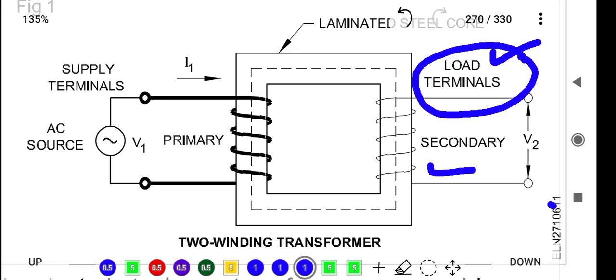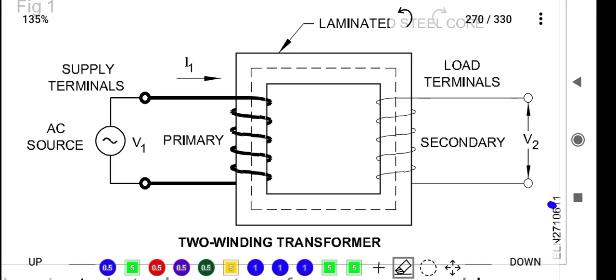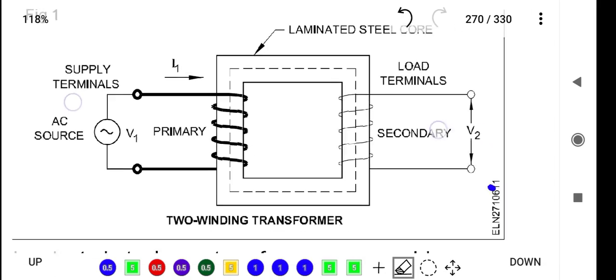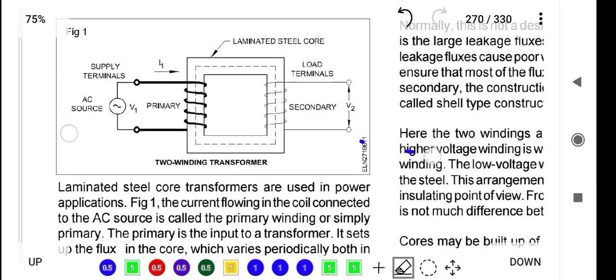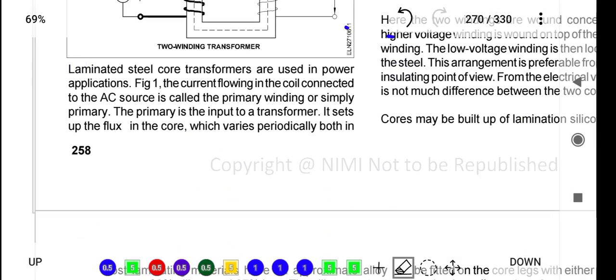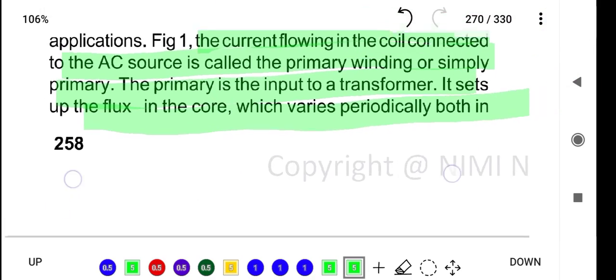Okay friends, this concept is clear: what is primary winding and what is secondary winding. I will see one more concept, flux. Primary winding and secondary winding are completed. This is the book. Whatever I say here, the definitions like AC source, I have taken from here only.